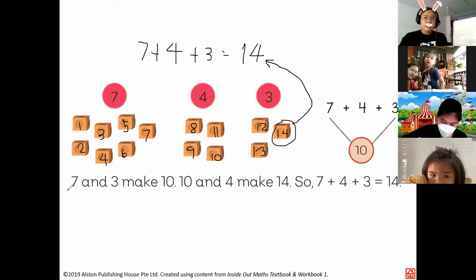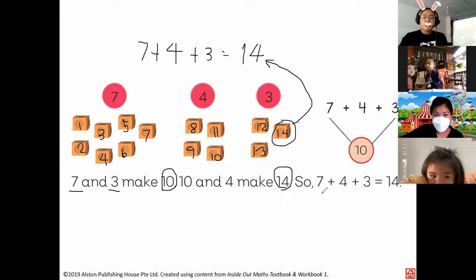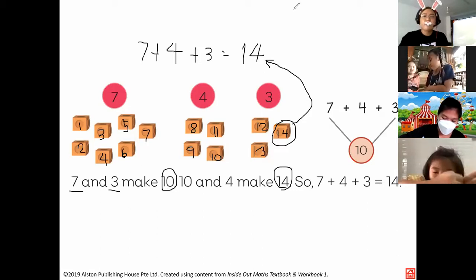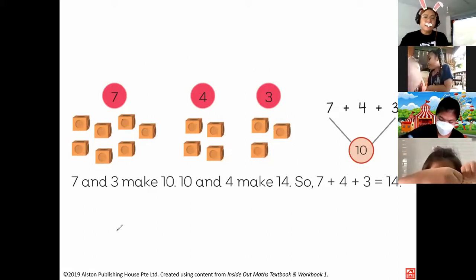So that means 7 and 3 make 10. And 10 and 4 make 14. So 7 plus 4 plus 3 is equals to 14. So it's the same. Do you understand? Yes, I do. Yes I understand. Okay, very good. Now I have another example, okay?